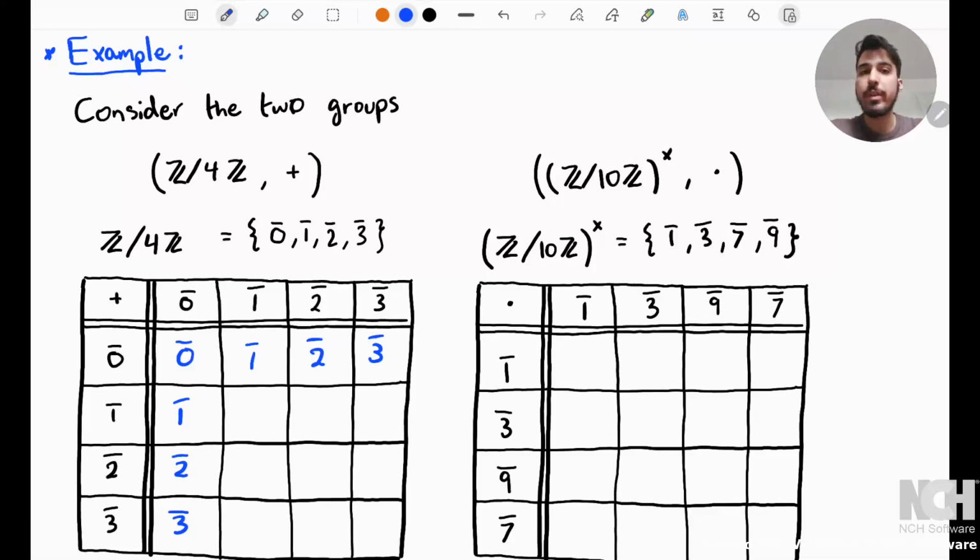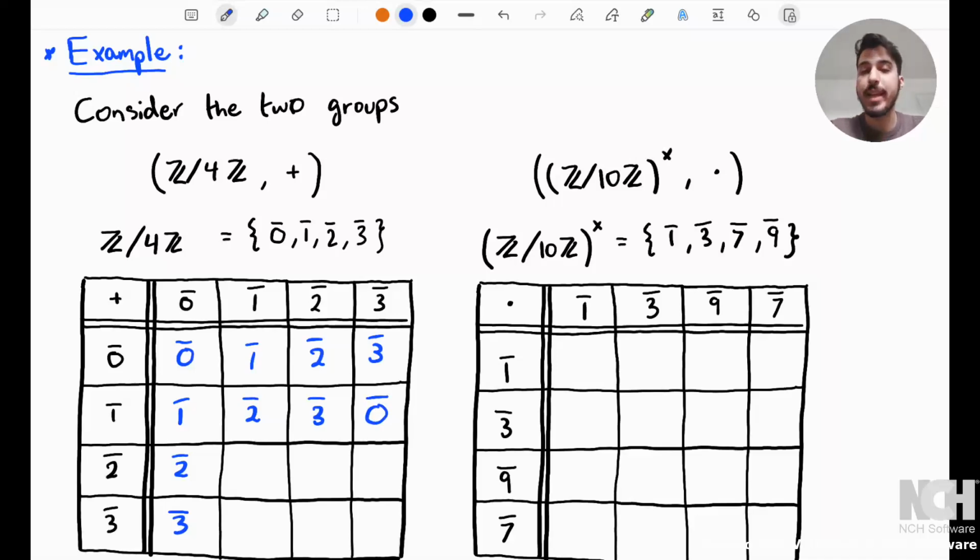So what about 1 added to any element? What would that give me? So 1 plus 0 is already 1, we know that. 1 plus 1 is 2, 1 plus 2 is 3, and 1 plus 3 is 4, but 4 is not on the list. What do we do then? Well, we can reduce it modulo 4. So when we divide 4 by 4, we get a remainder of 0. We're interested in the remainder after division by 4.